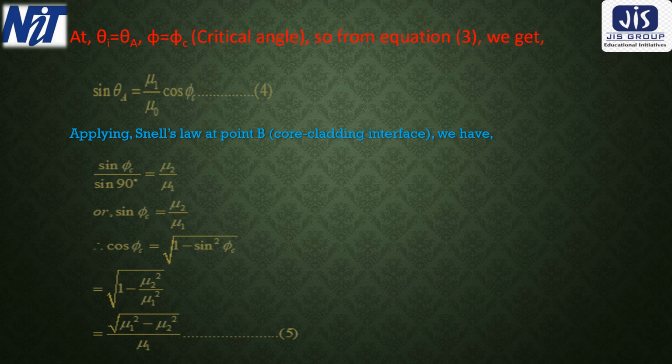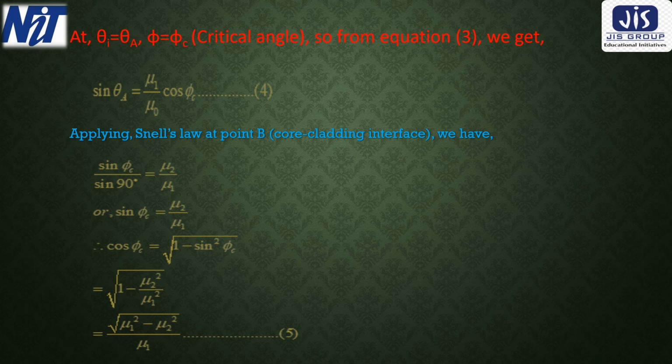If we suppose that phi r is the angle of refraction in the cladding medium, then if phi r equals 90 degrees, this is possible only when phi equals phi c. At that time theta i equals theta a. So from equation number 3 we can write sin theta a is equal to mu 1 by mu naught into cos phi c.